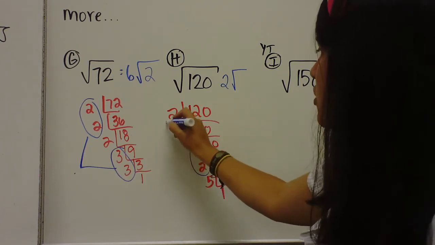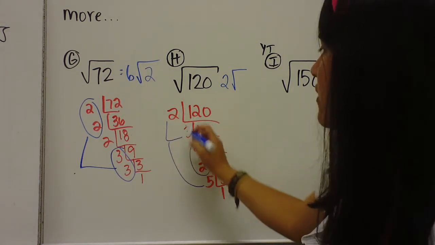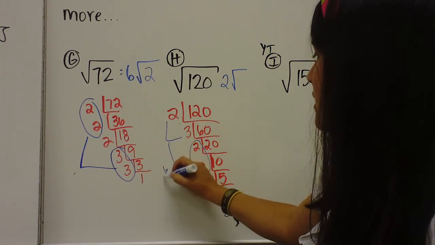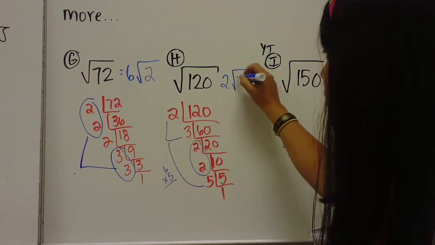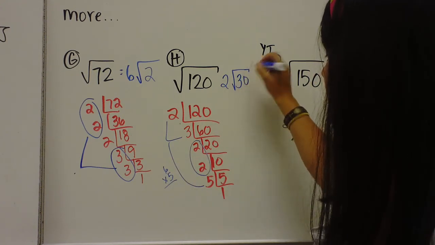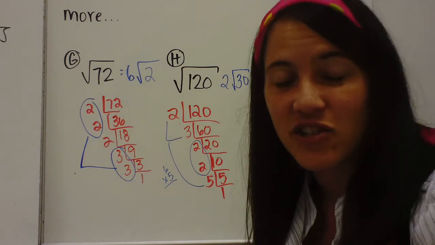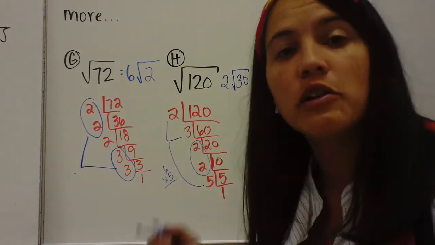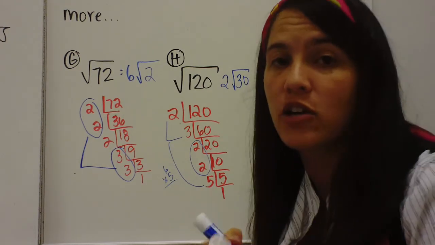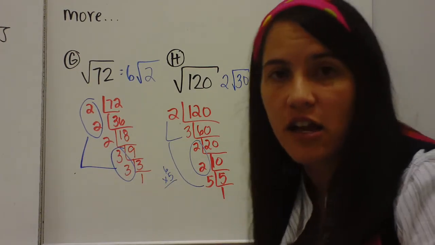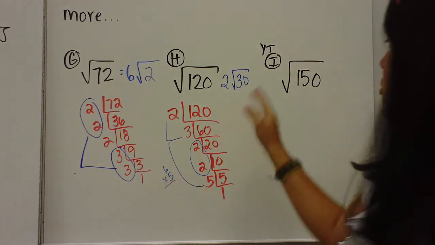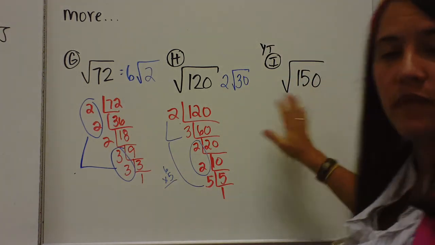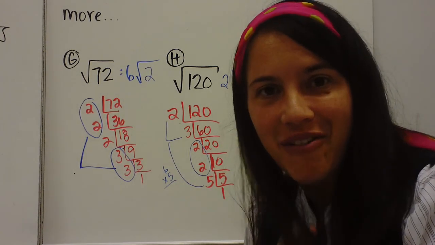So you see, I still have a pair of 2's that are going to come out. And I have 2 times 3 times 5. So 2 times 3 is 6. And 6 times 5 is 30. And the answer is 2 root 30. So again, it doesn't matter where your pairs are, but you have to take your pairs and take them out. And then anything else goes under the radical. So you try I, 150. I want you to try I, and we're going to go over this in class.